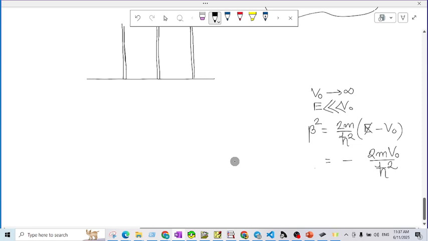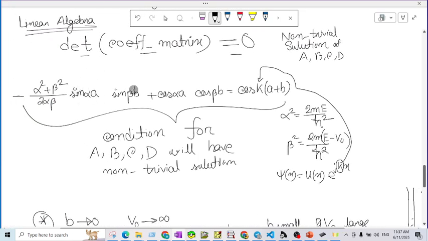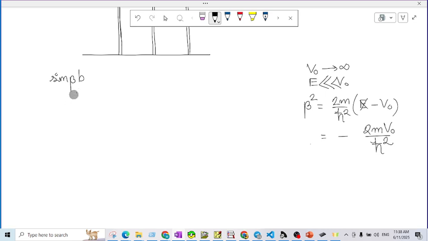Okay, so why do I have to do this? Because if you remember, in our equation we have sine beta b, right? So let's work with sine beta b and let's see what happens. Let's work with sine beta b. So sine beta b is equal to sine beta from this equation is equal to minus 2m. Okay, let me write it like this, sine beta b, let me divide it by beta b.